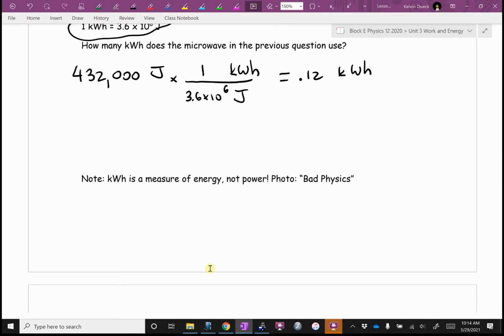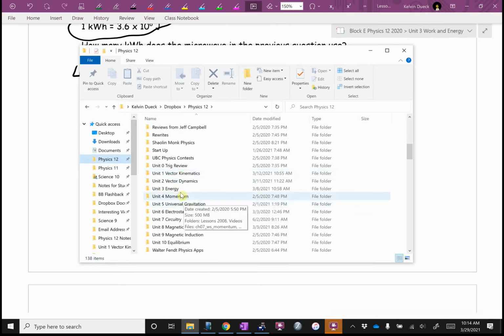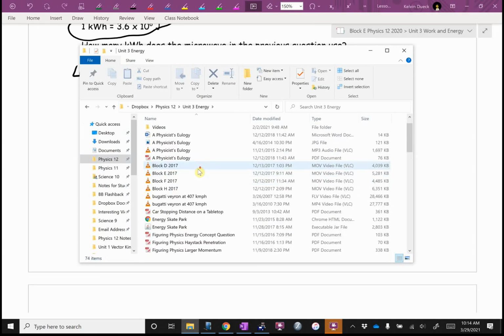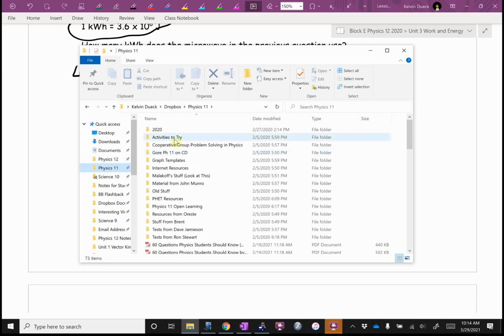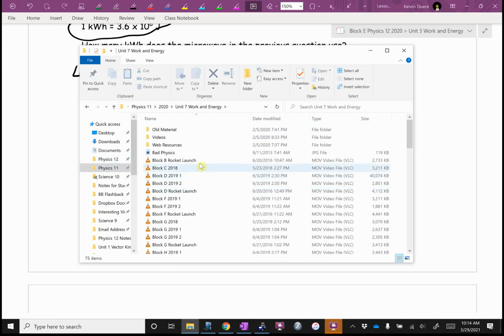Oh yeah, I have a photo, bad physics. I think I have a photo bad. Oh, it's physics 11, Mr. Dewitt, because you're using the old physics 11 unit notes. Here it is.